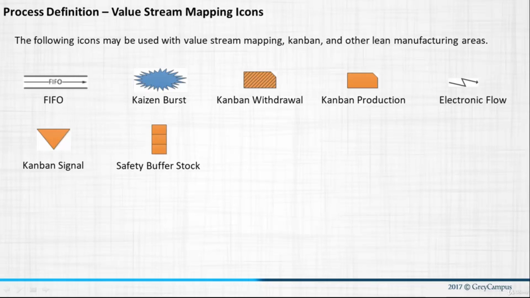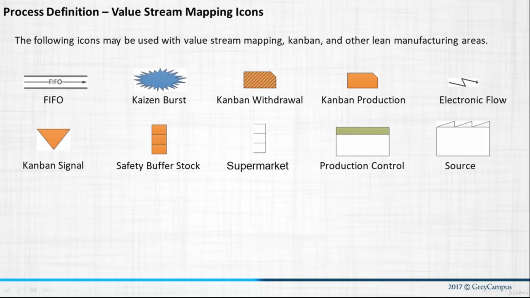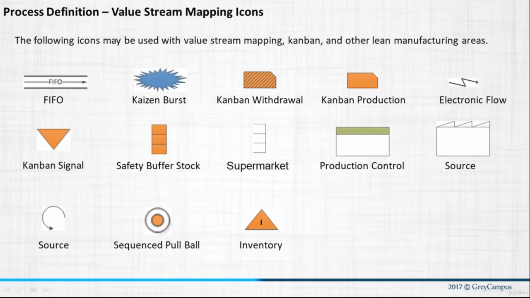We may put safety buffer stock in there called standard work in process. We can also use a supermarket to do that. Customers and suppliers are represented with the source symbol. A withdrawal arrow is represented with the half circle. Inventory is always represented with a triangle. Material movement is always represented with a fat arrow. Any value stream map that you see will have these common symbology.